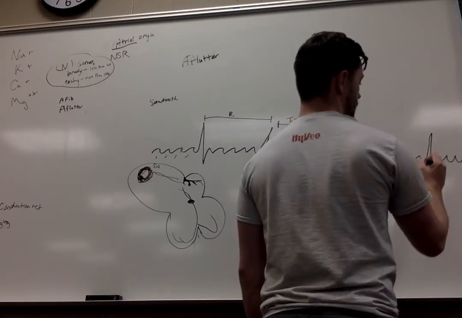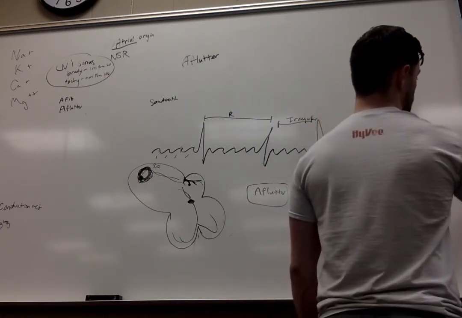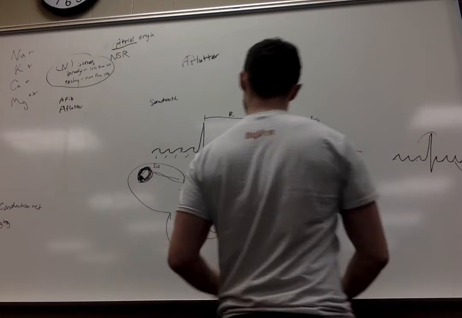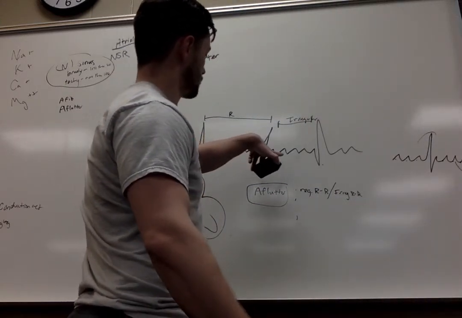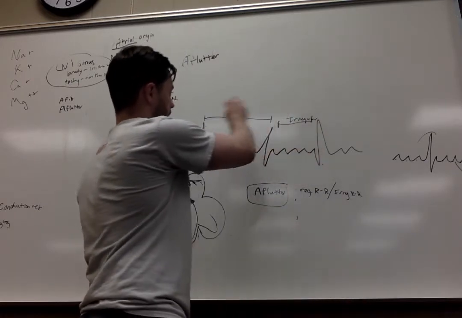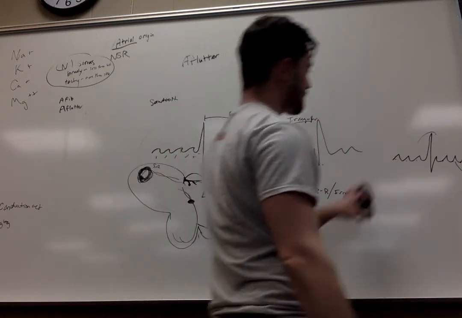For every 3 impulses, there's 1 QRS. 1, 2, 3, 1. 1, 2, 3, 3 to 1. For example, this one is 1, 2, 3, 4. 1, 2, 3, 4. 1, 2, 3. So this would be an irregular AFib. Even though these two are normal, it's an irregular AFib.